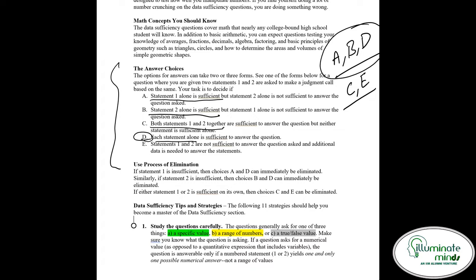Now, the next possibility is that hint 1 and hint 2 both are not good enough to solve the question for me. Then I would take the help of both the hints together and try to solve the question. If I am able to do so, then I will mark C as the answer, which says that both statements 1 and 2 together are sufficient to answer the question, but neither statement alone is sufficient. So A, B, D is one zone and C and E are another zone.